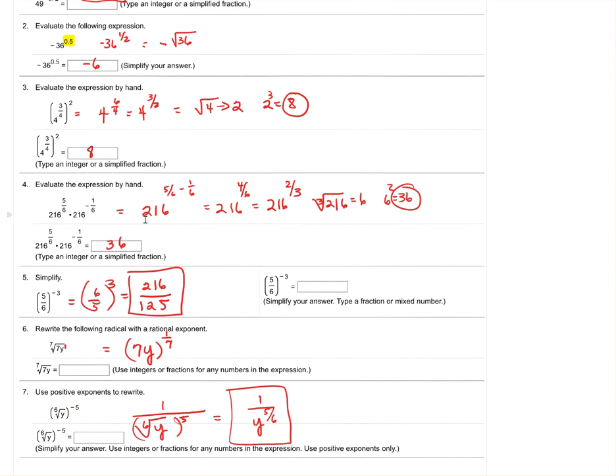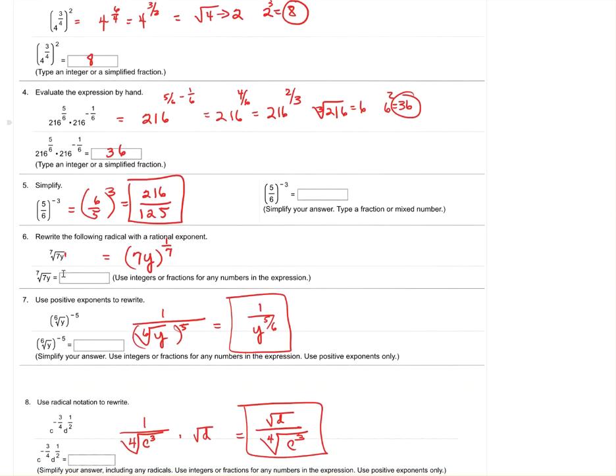This says evaluate by hand. Remember, if you have the bases the same and you're multiplying, you add these two exponents. So that's 216 to the 5/6 minus 1/6. That's 216 to the 4/6, which reduces to 2/3. The cube root of 216 is 6, and 6 squared is 36.